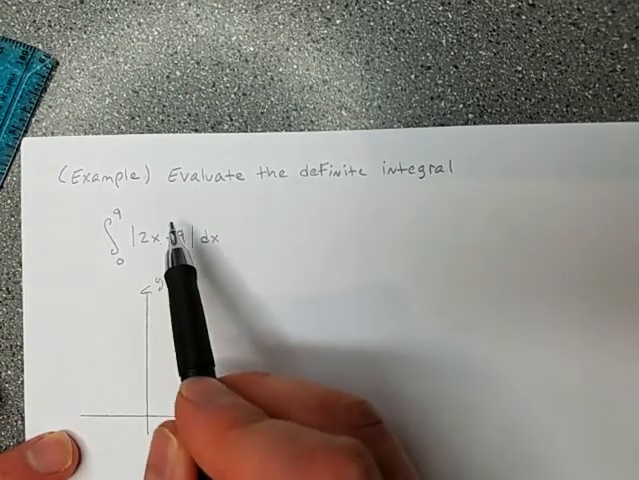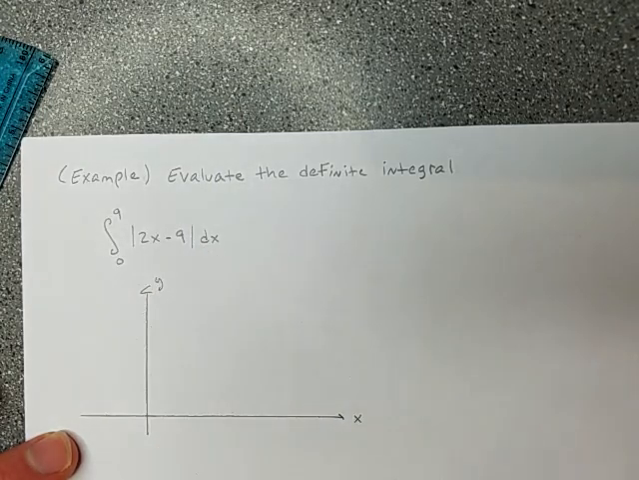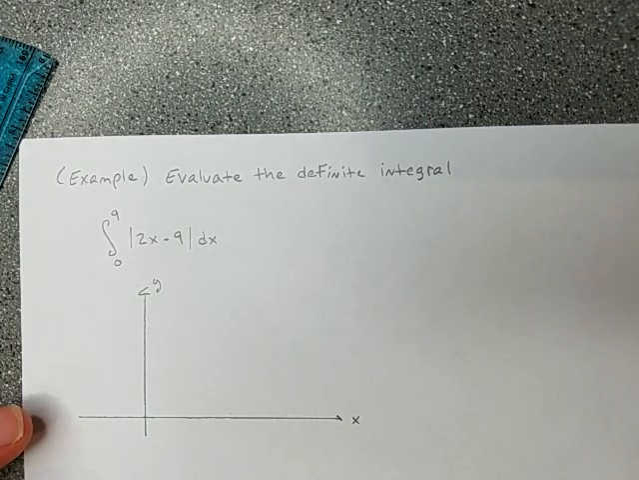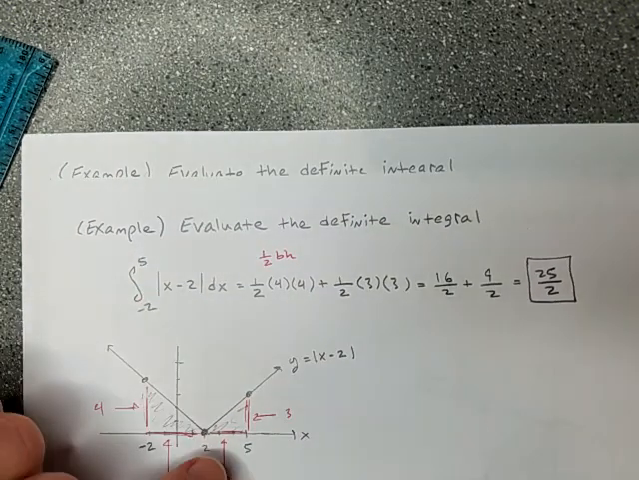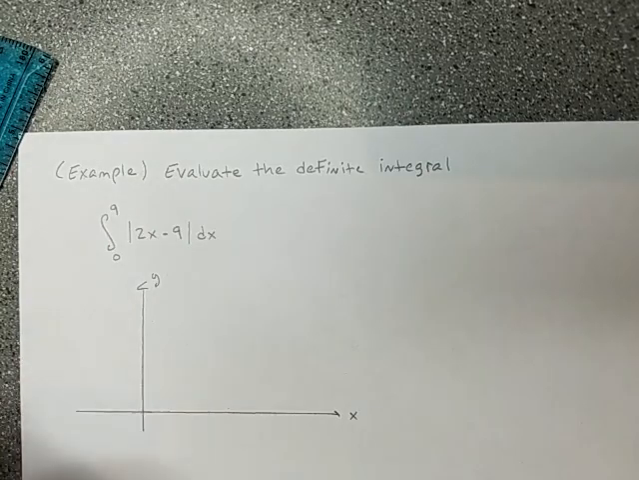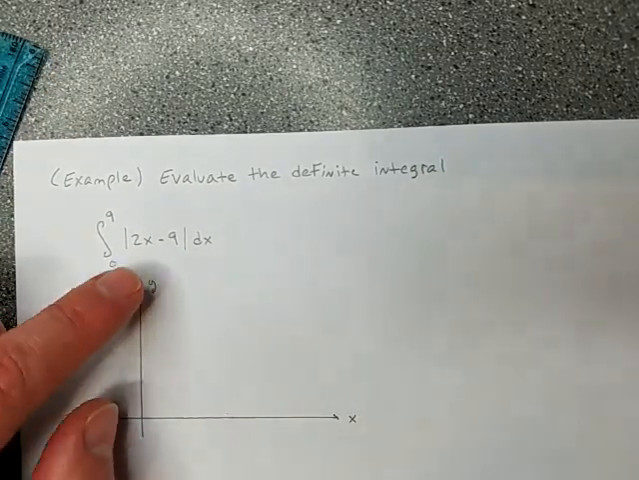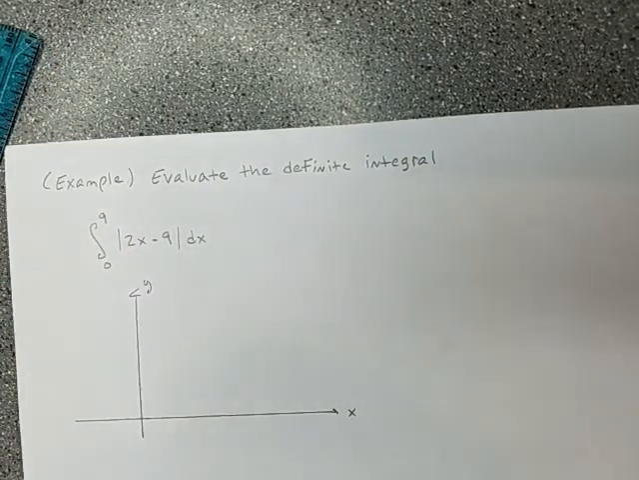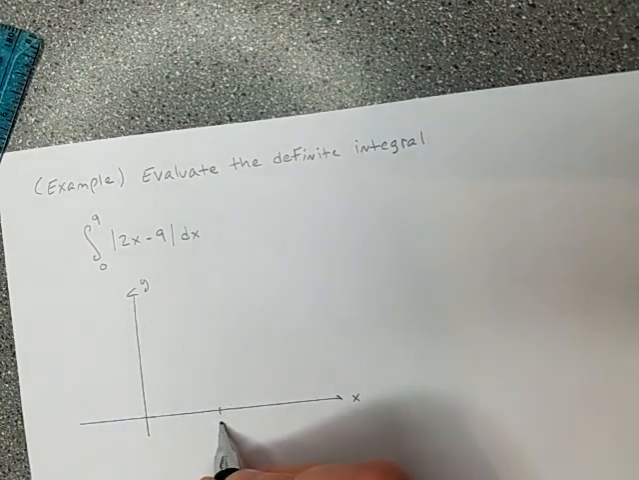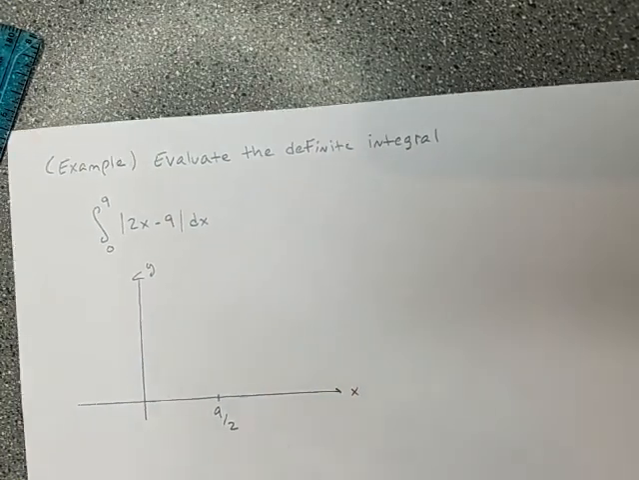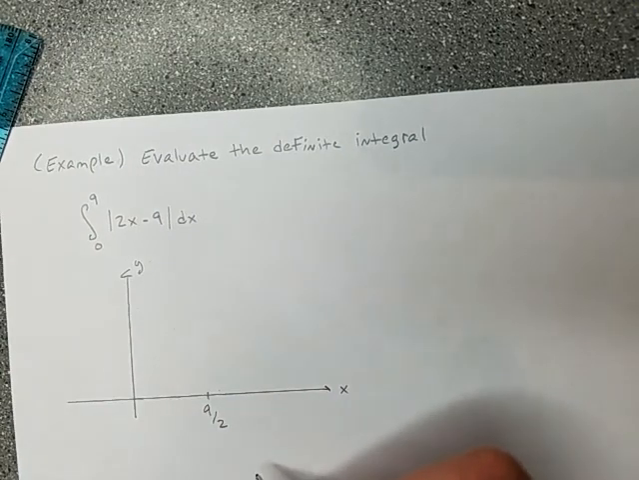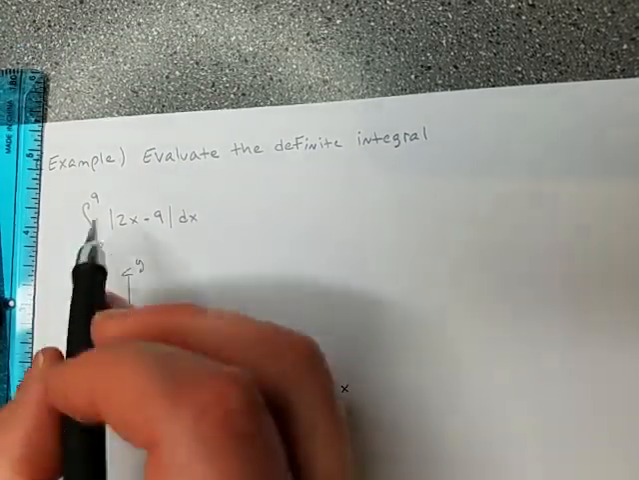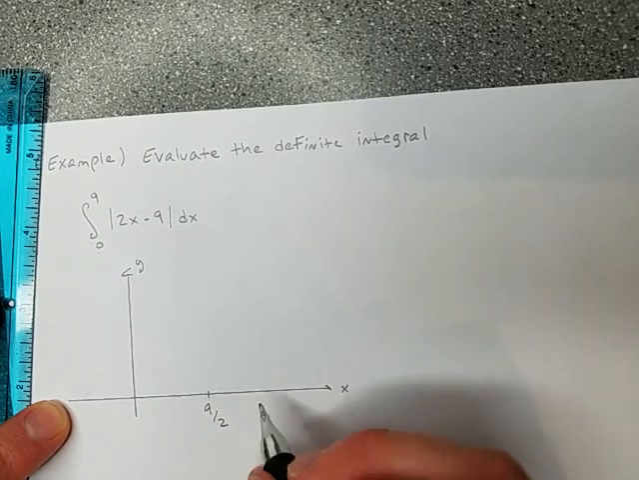It might be nice to know where it hits the x-axis. On some of the others, it was fairly simple to say x minus 2: if you put 2 for x, you get 0 for y, and that's where it hits the x-axis. For this one, what if you set 2x minus 9 to 0? You'll get 9 over 2. So it's going to hit the x-axis at 9 over 2, since 2 times 9 over 2 is 9, minus 9 is 0. That's its x-intercept.